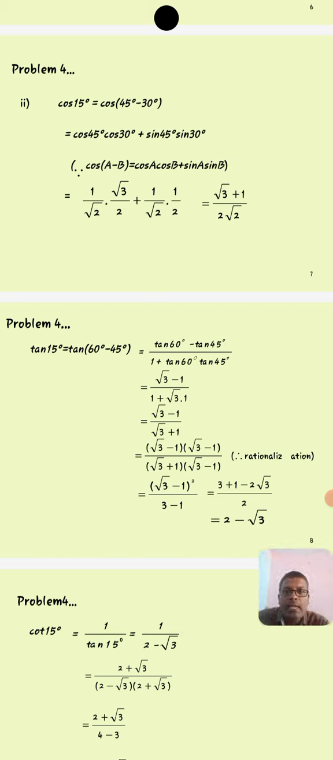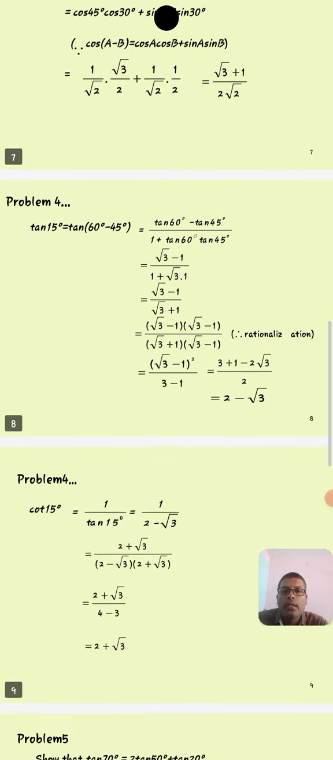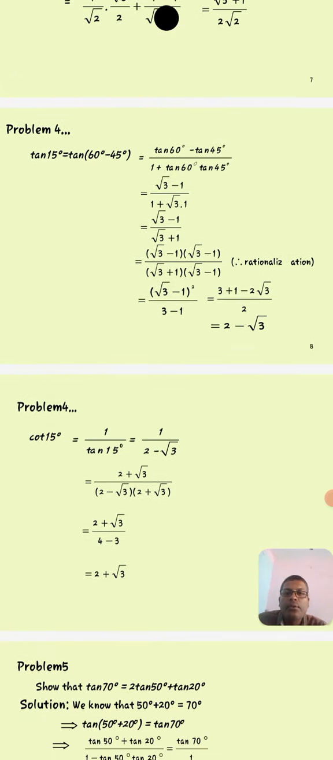What is the value of sin 15? Root 3 minus 1 by 2 root 2. Cos 15 value: root 3 plus 1 by 2 root 2. Okay. Now we go the same way for tan 15 degrees. How to write tan 15? Tan of 60 minus 45 degrees is there. Okay. Tan A minus B formula we have to apply here.